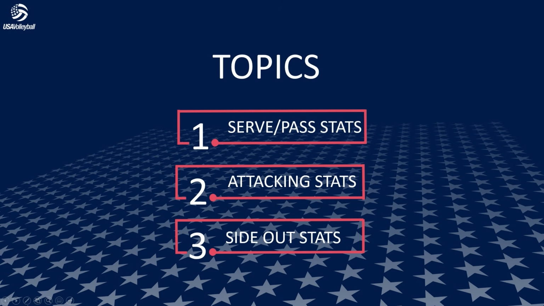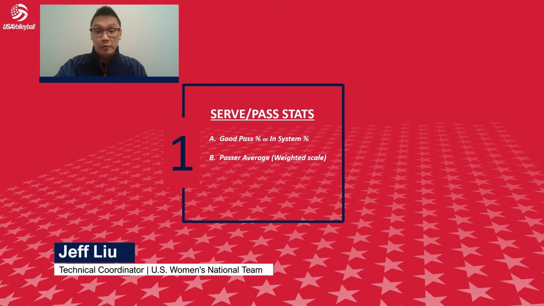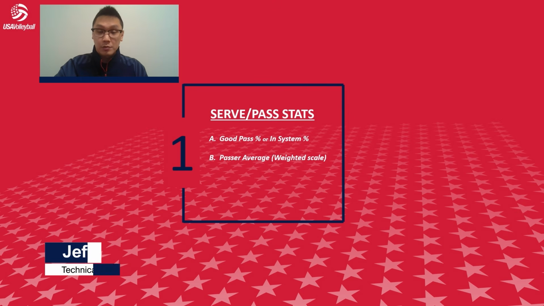There are three basic categories of stats that I'm going to talk about. First are serve pass stats. Second is attacking stats. And third, but not least, is team-based side-out statistics. Our first category of statistics is going to be serve and pass. The first one we'll talk about is your good pass percentage, and then we'll talk about your passing average.